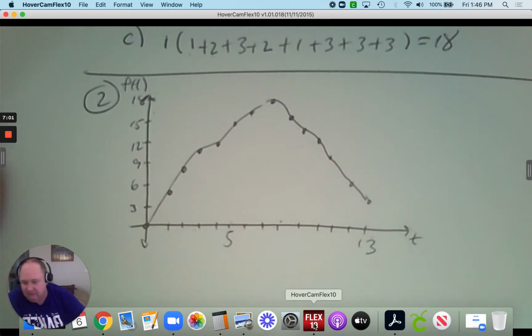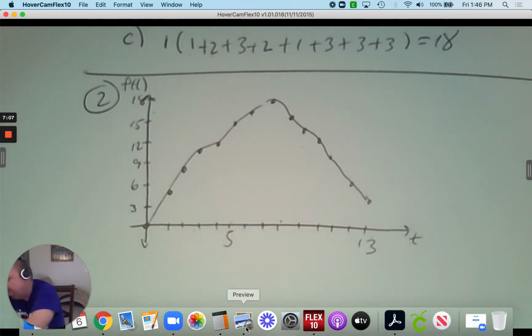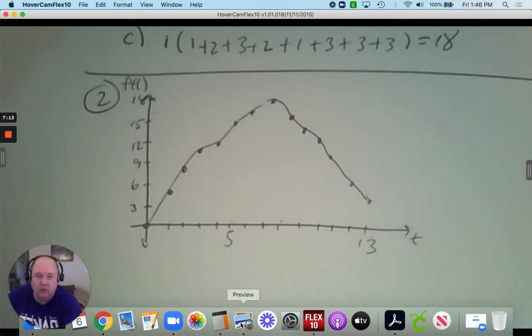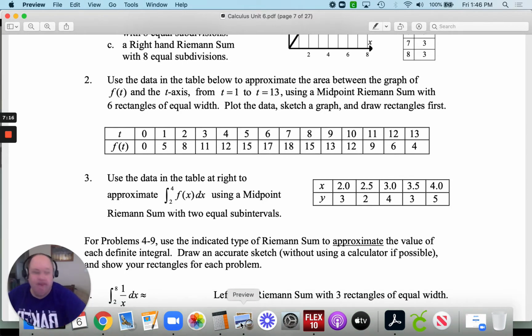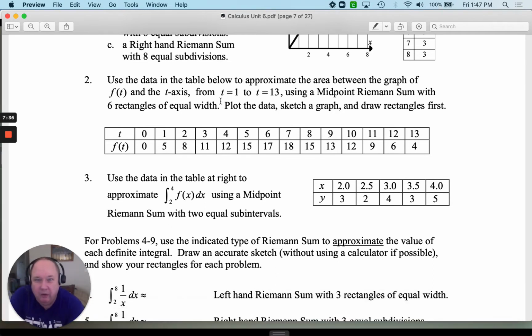So that's what I have. I'm going to draw rectangles. Now, the first one, it says to draw a... so we're going to use a midpoint, 6 equal rectangles going across, and it's a midpoint in terms of that. And we're going to go from 1 to 13, just so you don't, we're not starting at 0. So we're going to go 1 to 13.